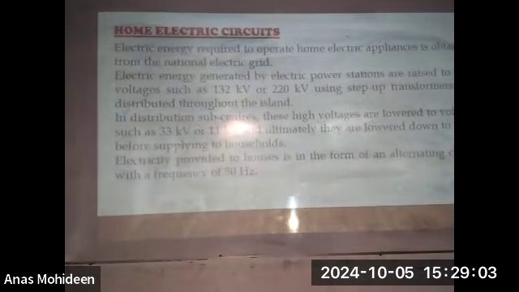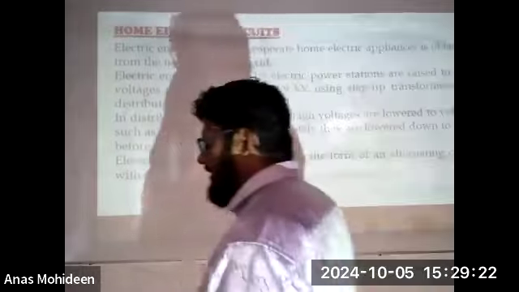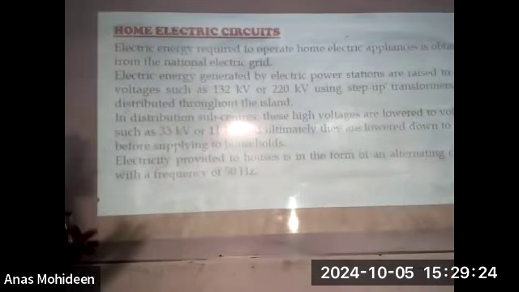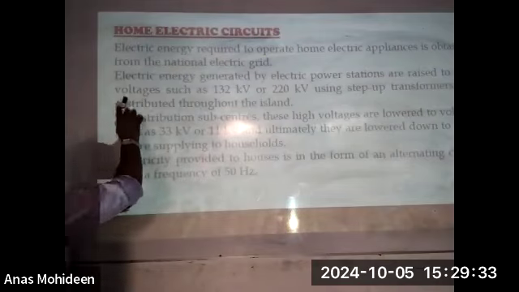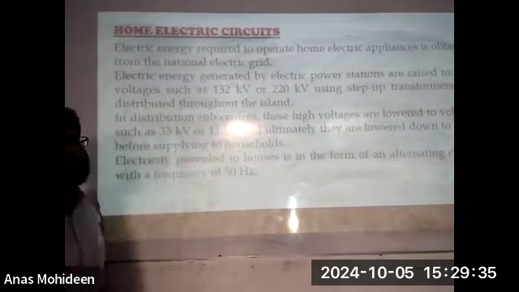Transformers are used to either increase or decrease the voltage. Two types of transformers are there: step-up transformers and step-down transformers. Step-up transformers increase the voltage. Step-down transformers are used to decrease the voltage. So here, the produced voltage will be sent through step-up transformers. They will increase the voltage up to 132,000 volts.